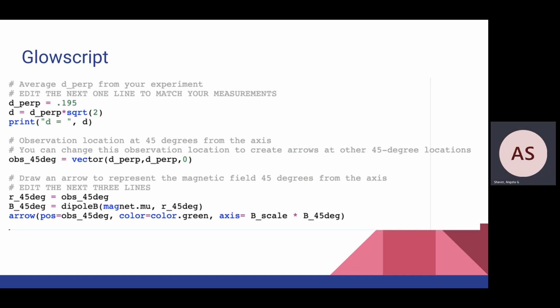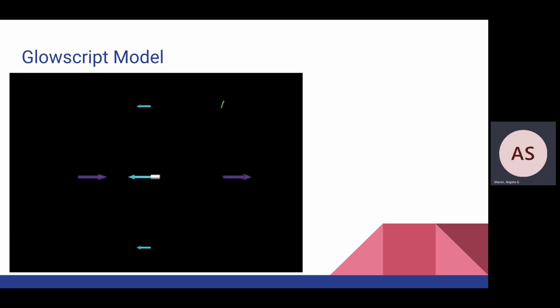Finally, we're creating an off-axis field, so the field from that 45-degree angle from that axis, and that arrow will be shown in green. Here is what the model looks like, and as you can see, the purple arrows are on the axis, and the cyan arrows are off-axis. There are actually 4 different arrows that are off-axis, but you can only see 3 of them because the 4th one is directly behind the one shown in the middle. And then the green arrow is in the corner, and that is the 45-degree angle.